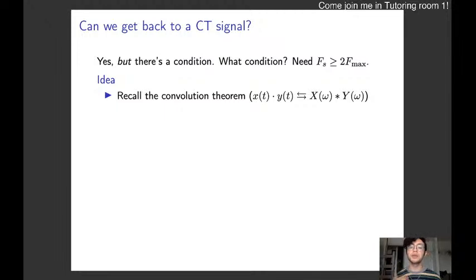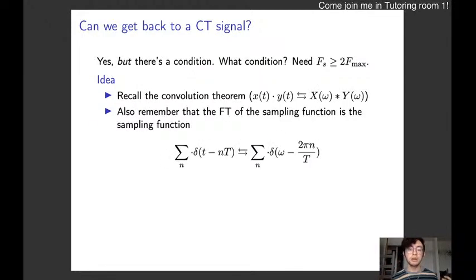Let's remember the convolution theorem. If we take the Fourier transform of a multiplication in the time domain, we get a convolution in the frequency domain. And also vice versa. If we convolve in the time domain, we get multiplication in the frequency domain. We also remember that the Fourier transform of a series of delta functions, so the sampling function, is also going to give us a series of deltas in the frequency domain.